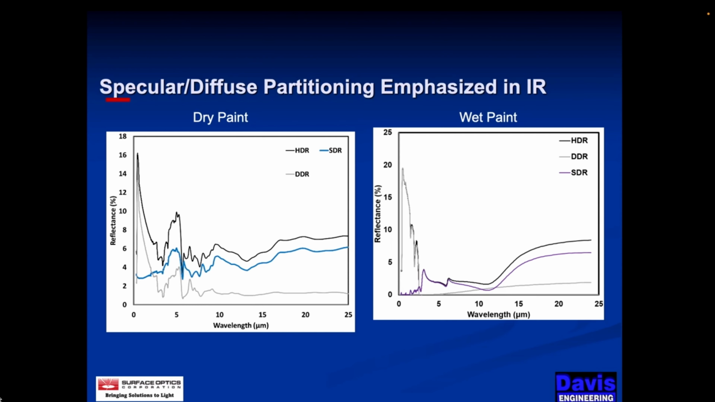Same thing here, just with infrared, with the specular diffuse partitioning, you can see that the dry paint and the wet paint have a different ratio of specular and diffuse paint. So this is just some of the things that we're able to do.